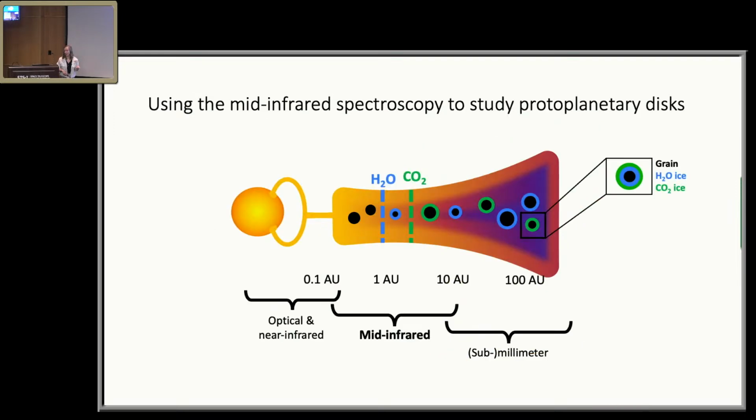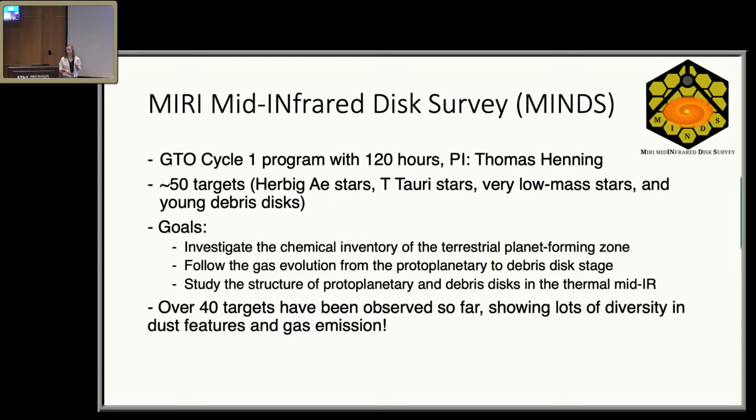So as Nicole already showed beautifully, this inner 10 AU is really probed by the mid-infrared wavelengths. And so it's really crucial that we have this wavelength access to study the inner 10 AU. So that takes me to the MINDS survey. This is a GTO program led by Thomas Henning. We have around 50 targets spanning stellar masses and ages. And we really want to investigate the chemistry happening in the inner 10 AU of these disks.